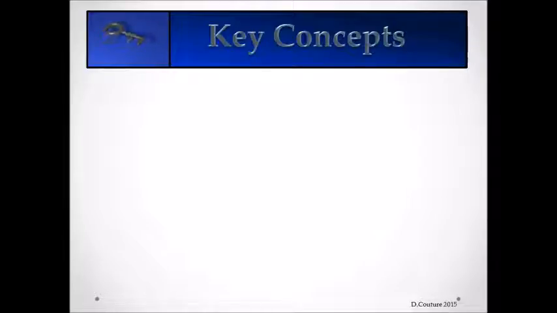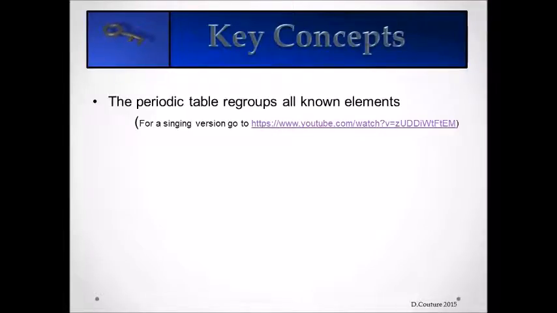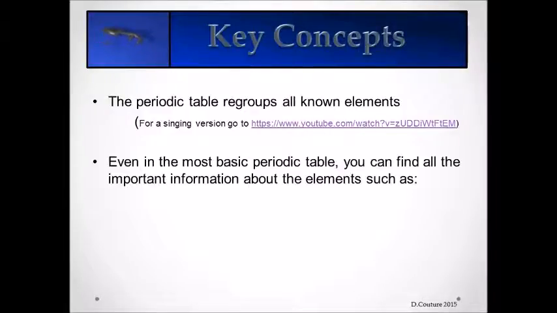So here are the key concepts that I would like you to remember after this mini lesson is done. First off, all the known elements are found in the periodic table. All 118 of them so far. Also very important, and probably most importantly in this mini lesson, is the idea that all your basic information on elements can be found within the periodic table. And this will include things like the number of protons, the number of neutrons. Keep in mind, both are within the nucleus.